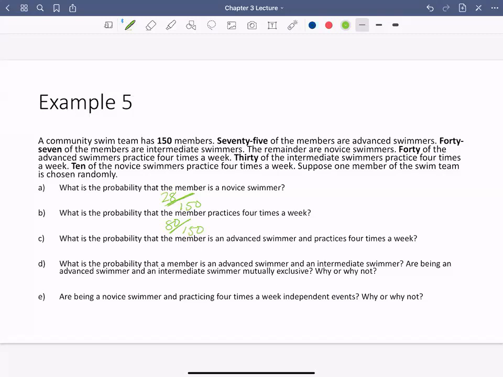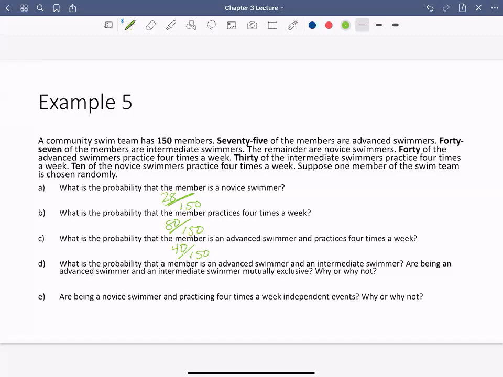All right, next. What is the probability that the member is an advanced swimmer and practices 4 times a week? It doesn't say given that they practice 4 times a week. It just says and. So I'm still out of 150. Now I look at my probability. They have to be an advanced swimmer and practice 4 times a week. So you go back to our statement up here. And right here it says that 40 of the advanced swimmers practice 4 times a week. So I put 40 here. I want the advanced swimmer and practice 4 times a week.